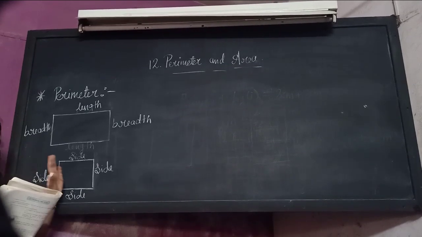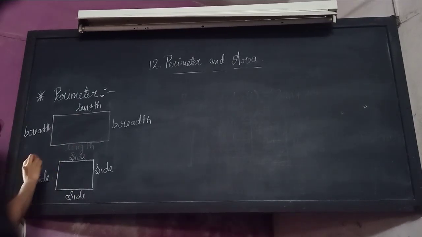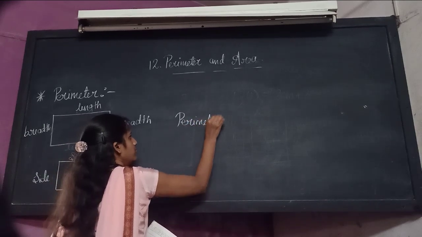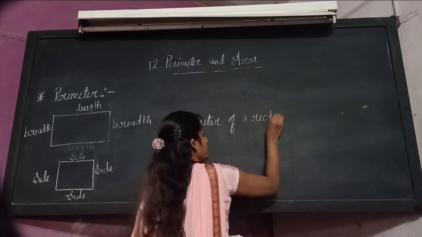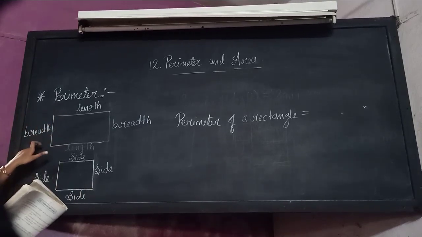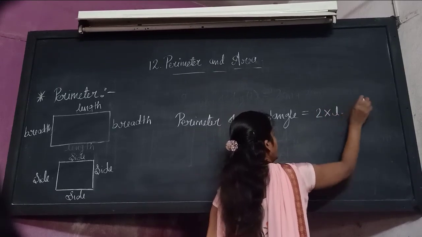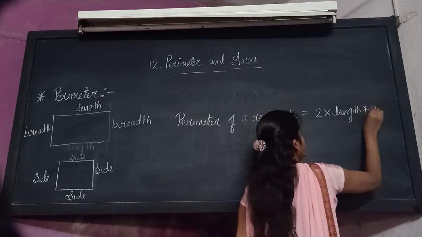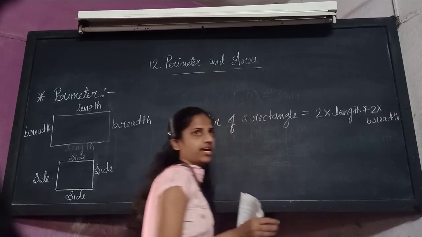Okay, now let's see how to find out the perimeter of the rectangle. Let's see the formula for rectangle. Here we have 2 length and 2 breadth. So the perimeter of rectangle is equal to 2 length plus 2 breadth. If I need to find out the perimeter of this rectangle, I have to multiply length by 2 plus 2 into breadth. I will get the perimeter of a rectangle.